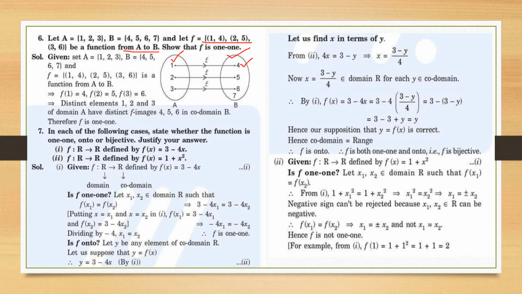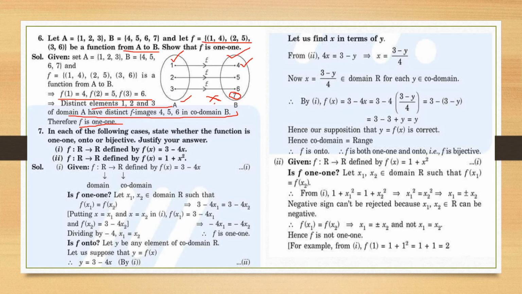So you can see f of 1 is 4, f of 2 is 5, f of 3 is 6. So different elements 1, 2, 3 have different images in codomain B. That means this function is 1-1. Now is it onto? No, it is not onto. Why? Because the element 7 is there which is not getting any pre-image in your set. So this function is not onto.